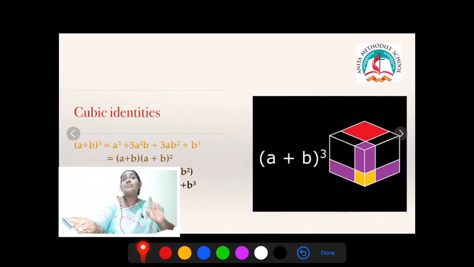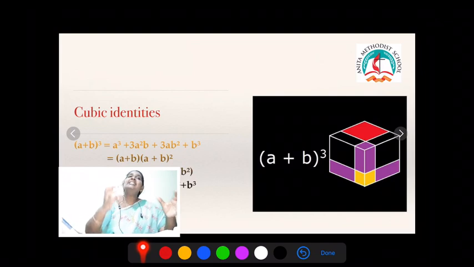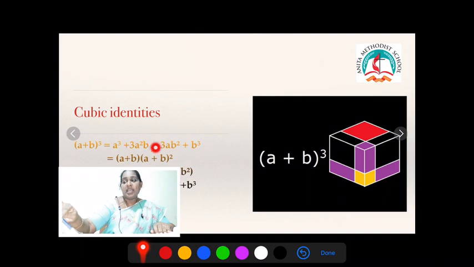Instead of this (a + b) the whole square, you are going to write a square plus 2ab plus b square. Now you understood? You are writing the identity of (a + b) the whole square. So you got (a + b) into (a square plus 2ab plus b square). Now you can multiply, children. a into a square, you got a cube. Now a into 2ab, so you get what? 3a square b.